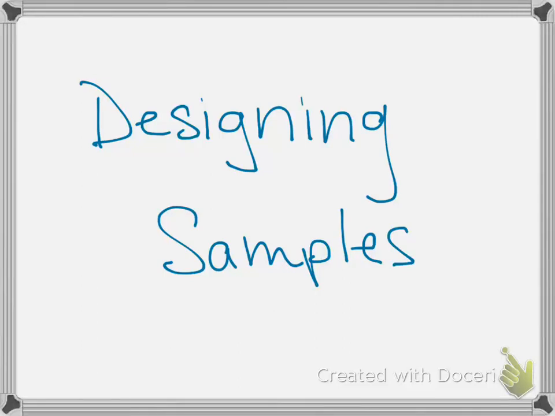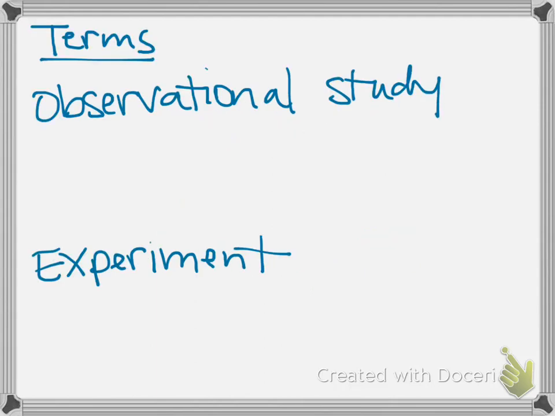This is the first video where we're going to talk a little bit about how we can go about designing samples so that we can collect data which we can then analyze and examine statistically. But before we do that, we need to define some terms. Two terms that we're going to see quite a bit in this chapter are observational study and experiment.